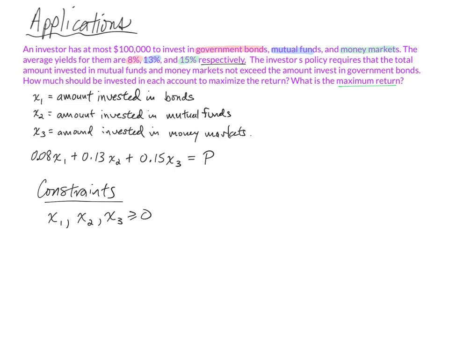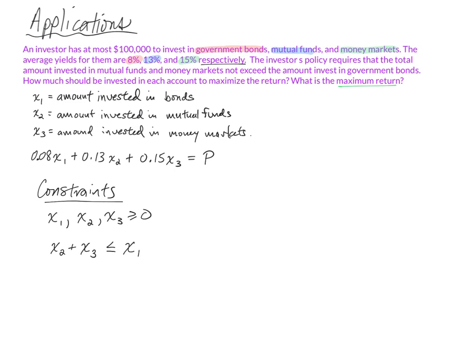Anyway, so here we go. We have these constraints, and what do we know? It says the investor's policy requires that the total amount invested in mutual funds and money markets not exceed the amount invested in government bonds. So we know that x sub 2 plus x sub 3 shouldn't be bigger than, but it can be equal to, the amount of money in the government bonds.